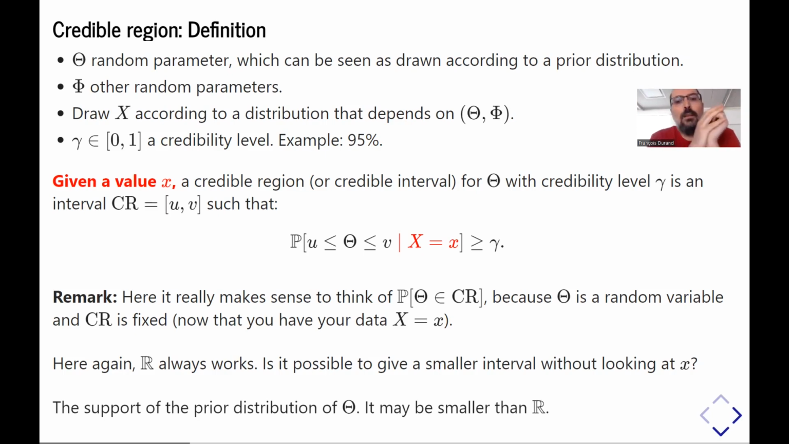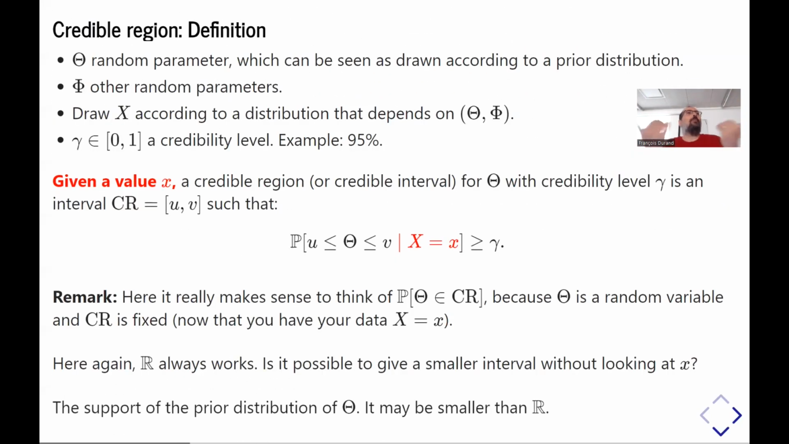Yes. U and V do depend on X, right? You didn't write it explicitly like last time. They do. You can choose U and V based on what you observe. So here, X is fixed. Yes. So what you can do, if you want, is define a procedure that for each X associates U of X and V of X. But in fact, it's not even necessary.